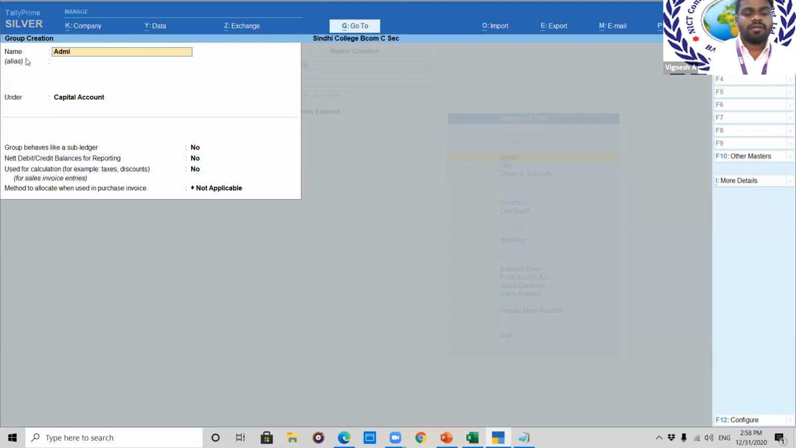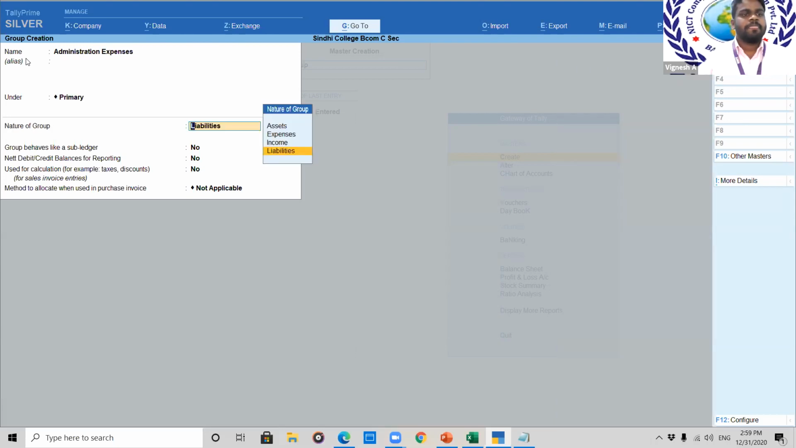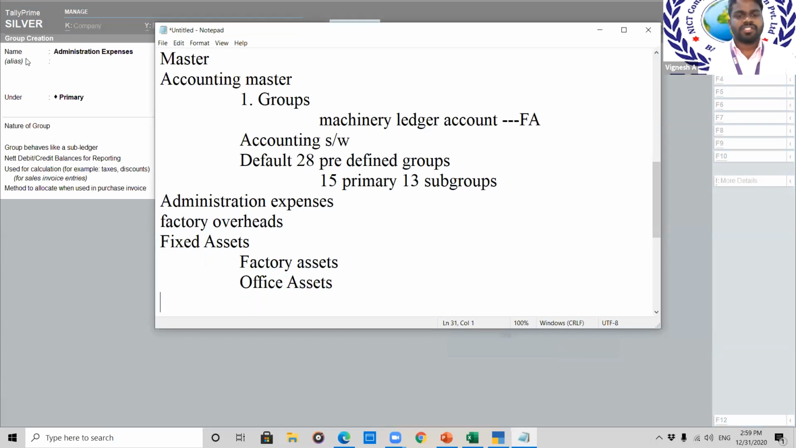I'm creating administration expenses. I'm going to group it under primary. You can see primary. I don't want to group it under any of the groups which are listed. I want to make this a primary, which means it is a main group. I don't want to structure it under anything. Enter.